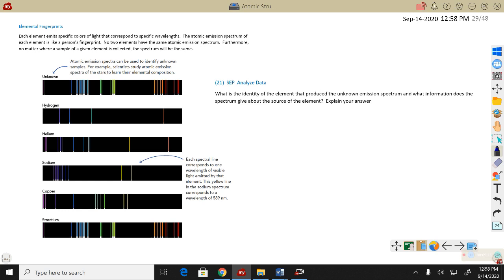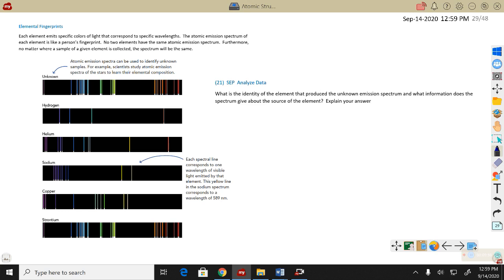No two elements have the exact same atomic emission spectrum. Furthermore, no matter where a sample of a given element is collected, the spectrum will be the same. So the spectrum for hydrogen is the same, whether I get it from a tank or I produce it in a chemical reaction and I collect the gas. No matter the source, hydrogen is hydrogen.